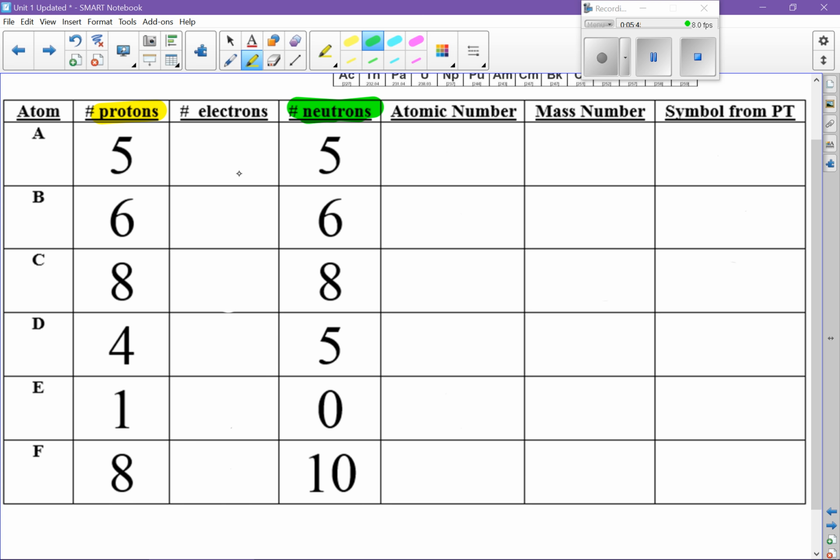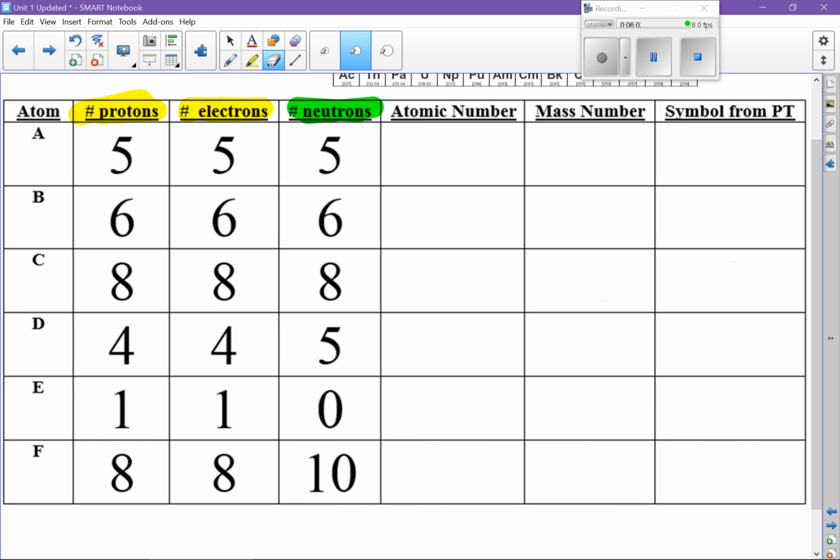They didn't give us electrons to count, but we can figure it out. Remember, protons and electrons in a neutral atom have to be the same. So this column of protons will equal this column of electrons. The next column I have to fill in is the atomic number. So remember, atomic number also equals the protons and the electrons. So those columns that I've highlighted yellow all have to be the same.